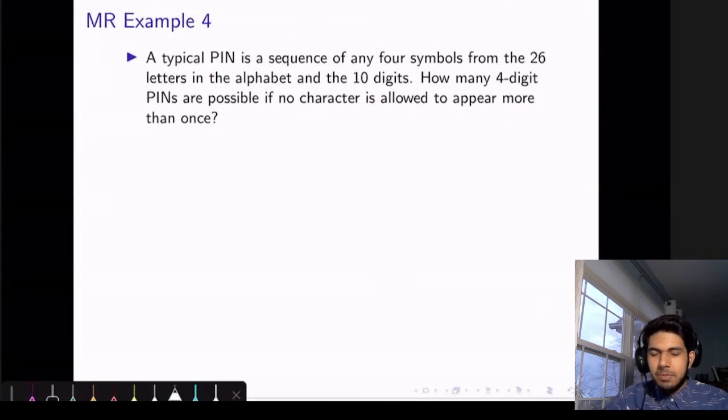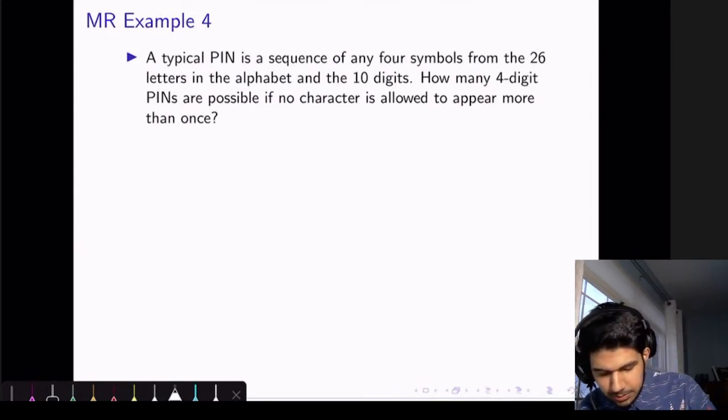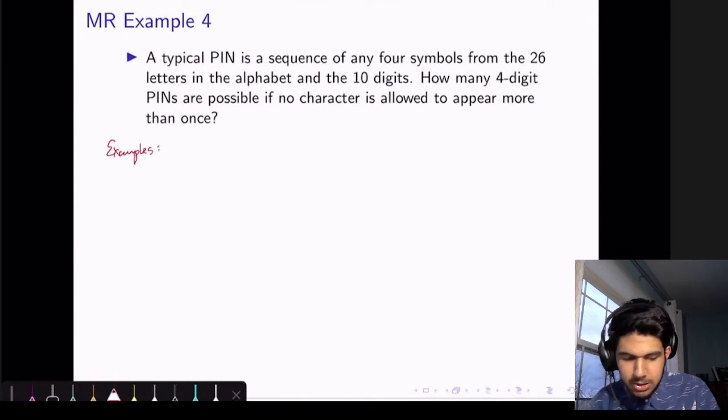Here's another example. So we're dealing with a pin now, and this contains a sequence of any 4 symbols from the 26 letters in the alphabet and the 10 digits. How many 4-digit pins are possible if no character is allowed to appear more than once? So it's kind of similar to the previous problem. Let's just write out some examples. So they're 4 characters long, and they can be alphanumeric.